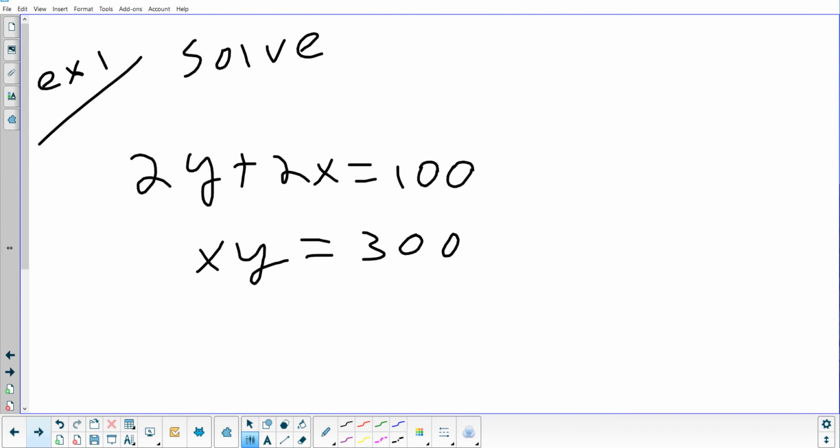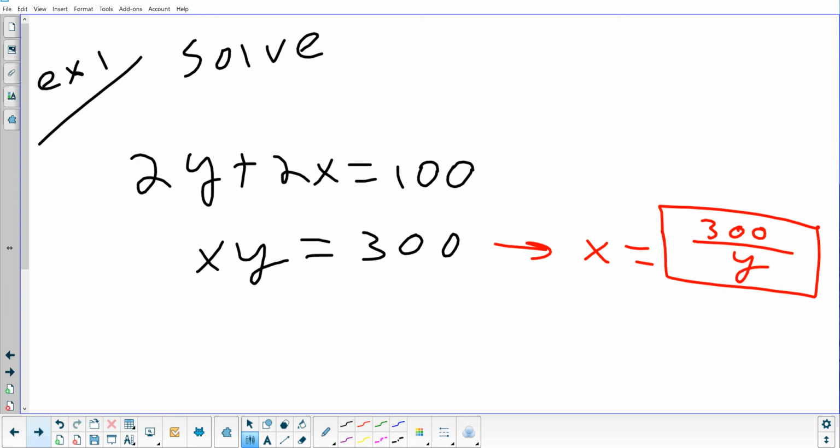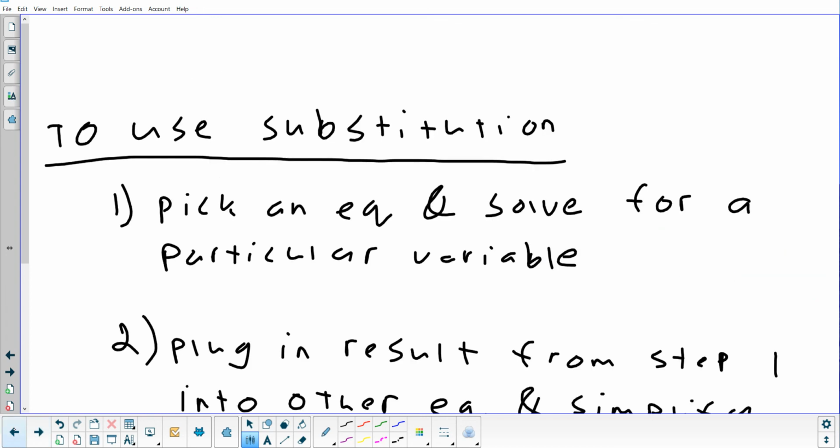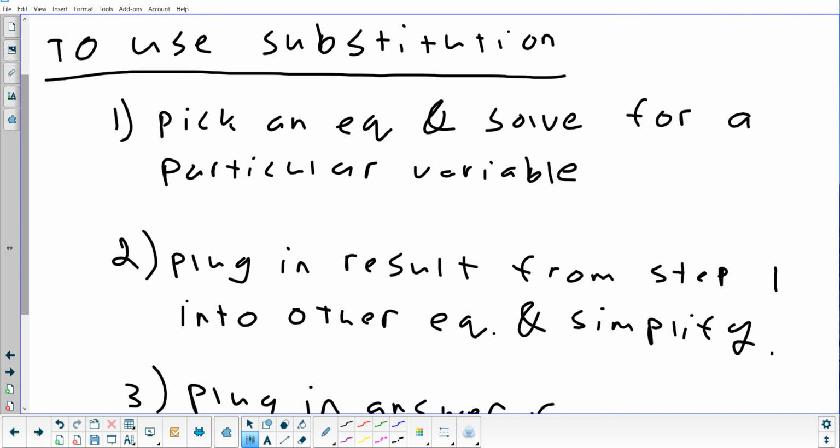Okay, let's try substitution on this one. So Sophie said we should solve the bottom one. I think that's a good idea. And what letter do you want to get by itself in the bottom? X? Okay. So I'm just going to put an arrow here. X equals. And what would go in that box? 300 over y. Right, so that's step 1. Pick an equation. We pick the bottom one, solve it for a variable. We did that. Now, plug that into the other equation.